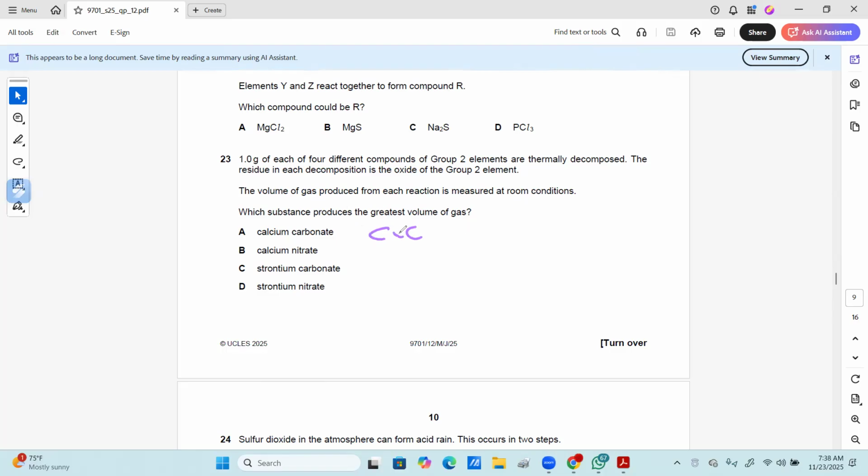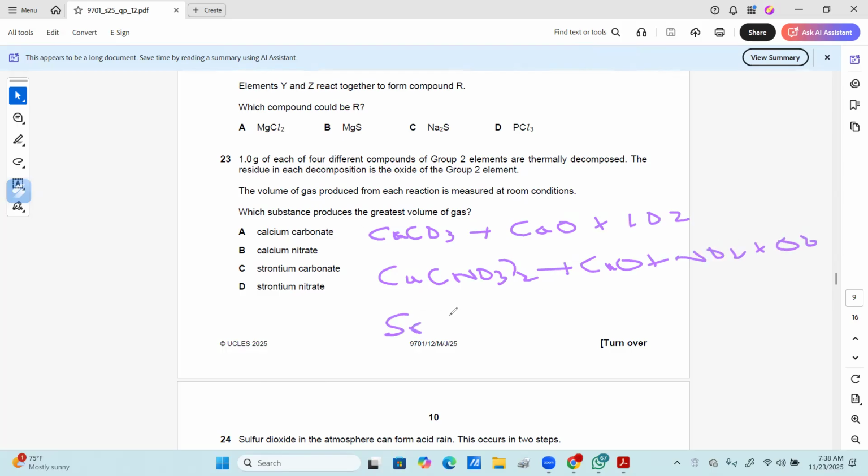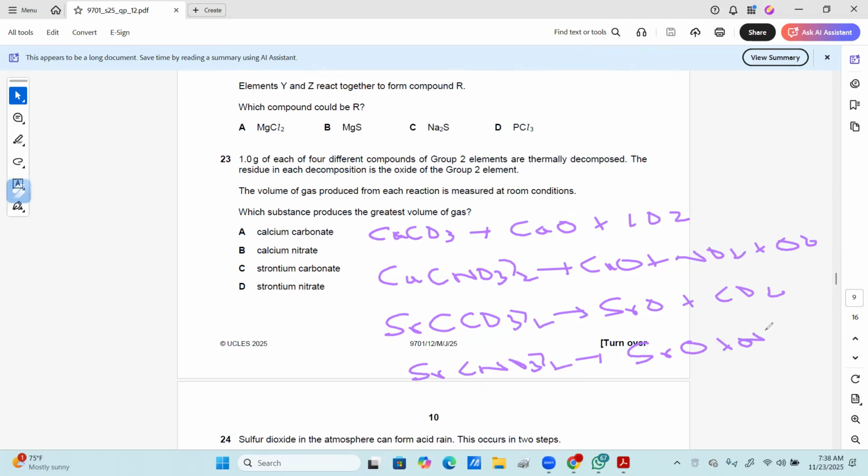So if I decompose calcium carbonate, I'm getting calcium oxide and carbon dioxide. If I decompose calcium nitrate, I'm getting calcium oxide, NO2 and O2. If it's strontium carbonate, again strontium oxide and carbon dioxide. If it's strontium nitrate, strontium oxide, NO2 and O2. And they are using 1 gram. So we know when you go down the group, the molar mass increases.